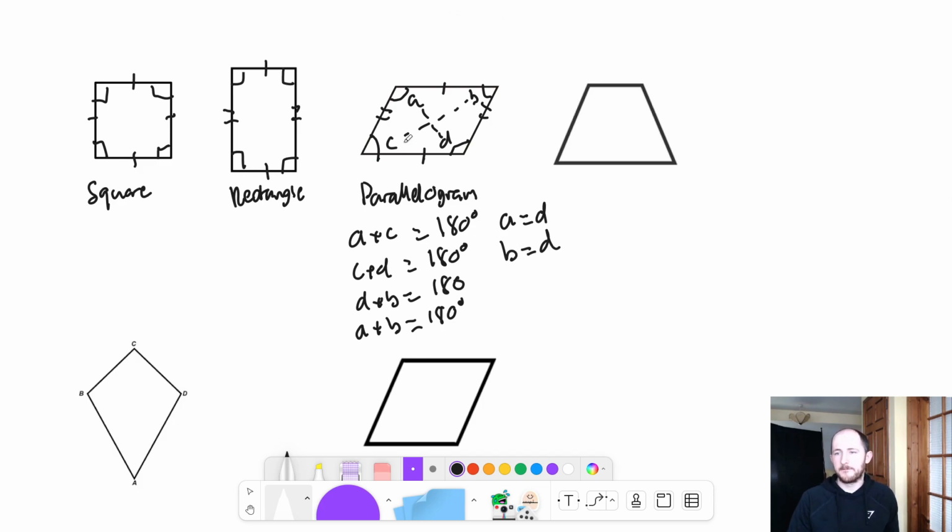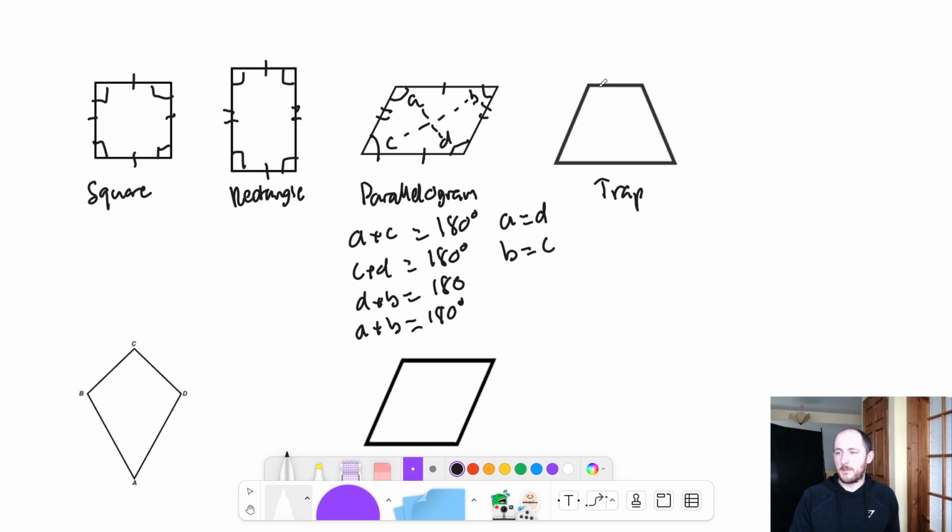I made a mistake. A equals D and B equals C is what I should have written. My apologies. So opposite angles are completely equal to each other and the adjacent angles add up to 180. So that's fun. I don't know why I said it like that, but yeah.